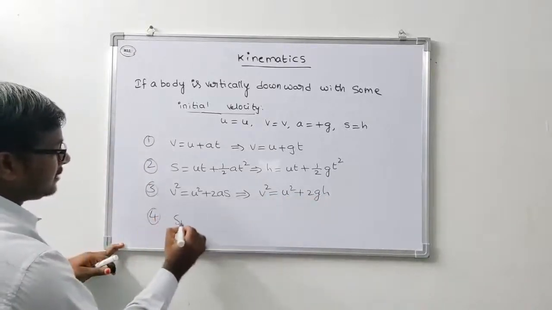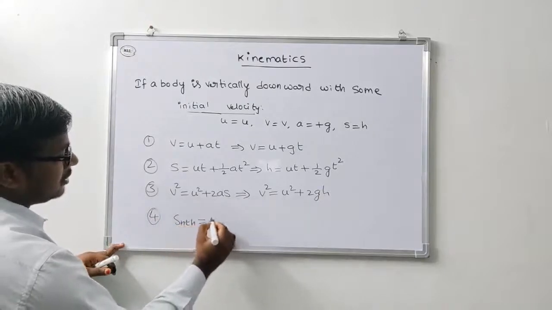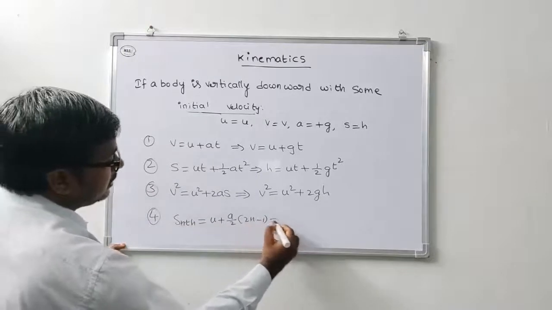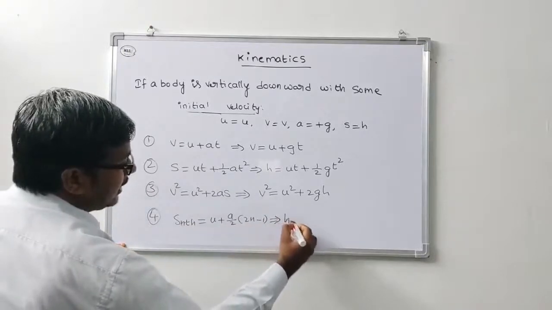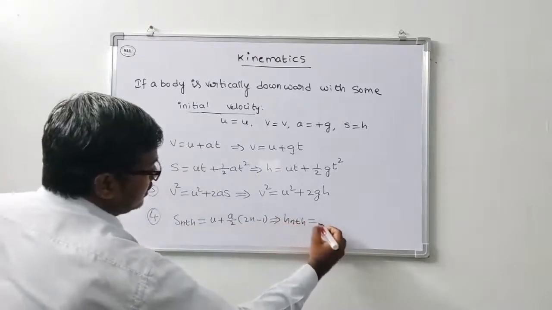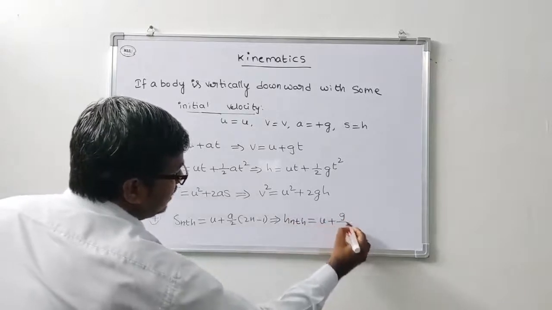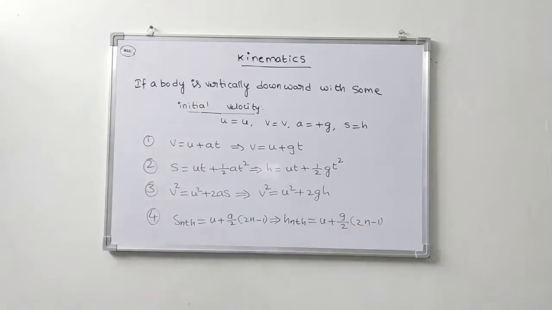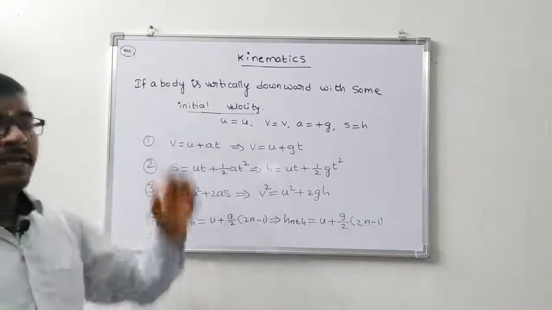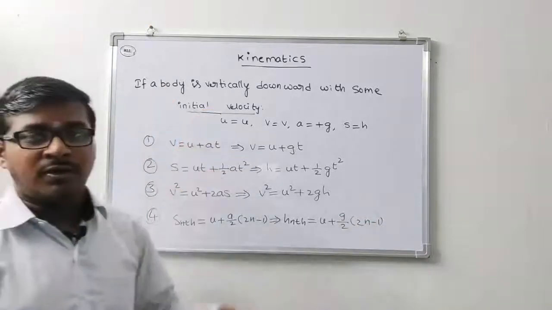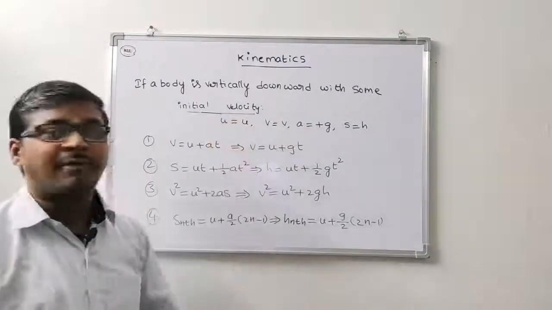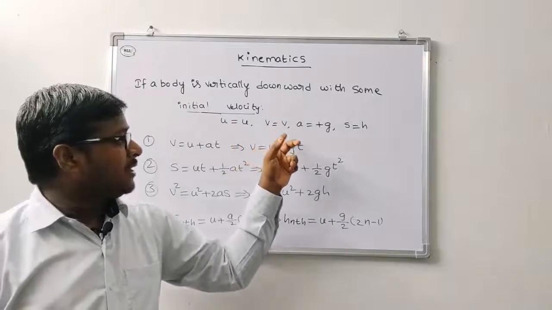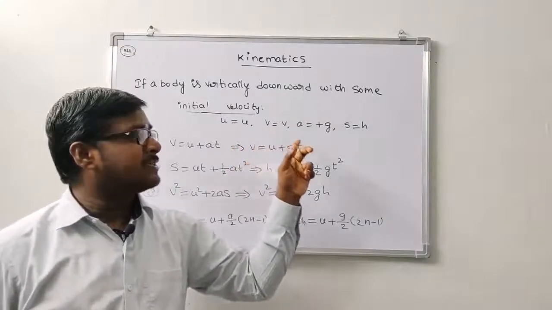Fourth one, s nth is equal to u plus a by 2 into 2n minus 1, that is equal to h nth is equal to u plus g by 2 into 2n minus 1. These are the 4 equations if your body is vertically downward with some initial velocity u. The parameters: u is equal to u, v is equal to v, a is equal to plus g, and s is equal to h.